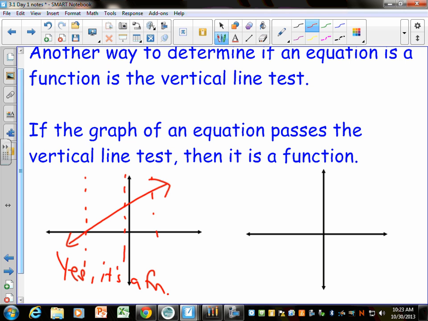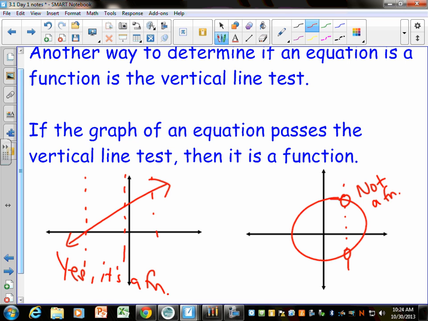As opposed to if I had this as my equation that's graphed, if I drew a vertical line, it touches that graph 2 times with the same line, which means it fails the vertical line test, and we say that this is not a function.